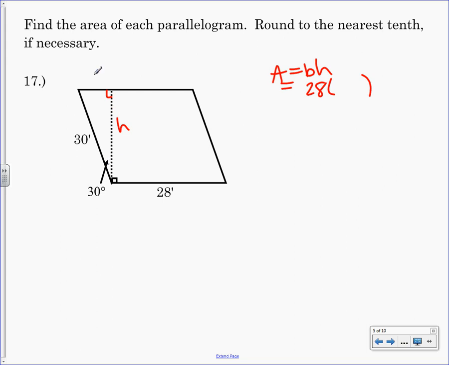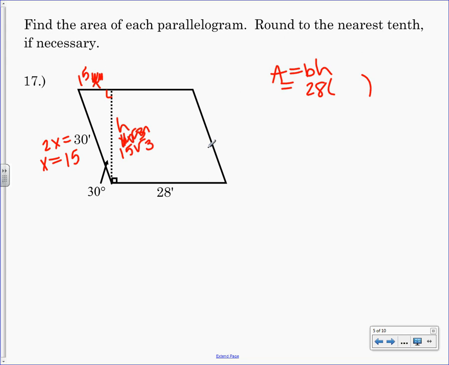Across from the 30 is your x. Across from the 60 is your x root 3, and the hypotenuse is 2x. Remember doing that a while ago? Okay? So if 2x is 30, then x is 15, right? So this side is 15. So this side is 15 root 3.